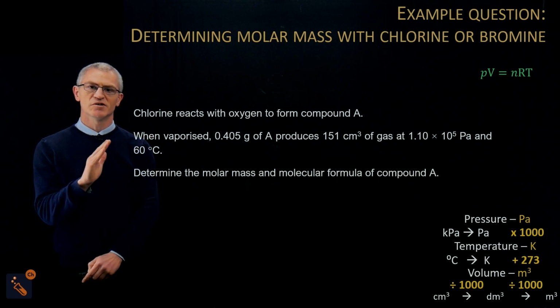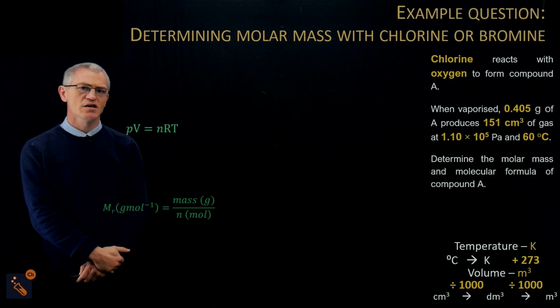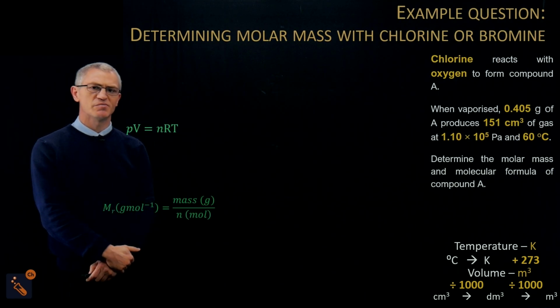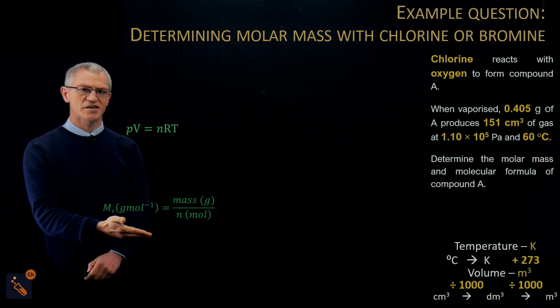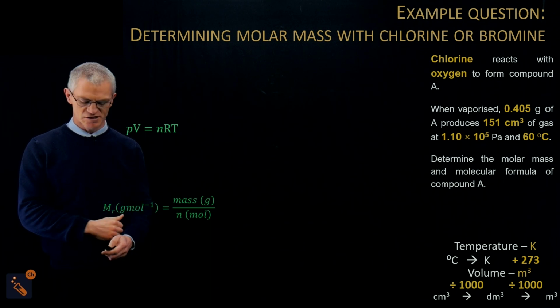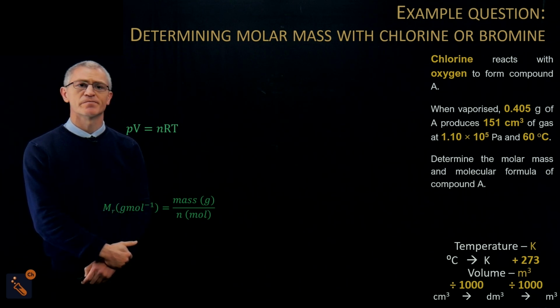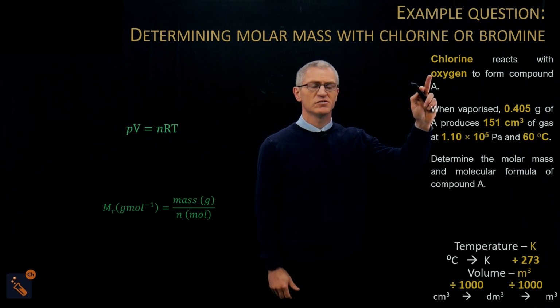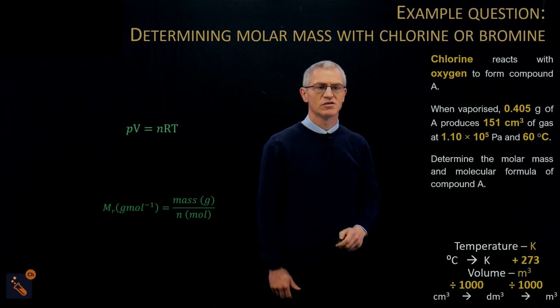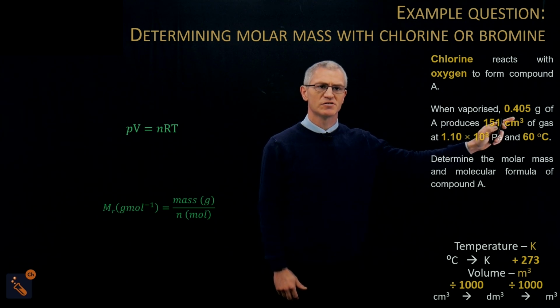Okay, but let's move that over to the right again. So we have PV equals nRT, as we did in the previous question, and we have our molecular mass equals mass divided by moles, as we used in the previous question as well. We've got all of our data highlighted again. We know it's chlorine and oxygen, so it's a chlorine and oxygen type compound or molecule. And it's vaporized with that mass.